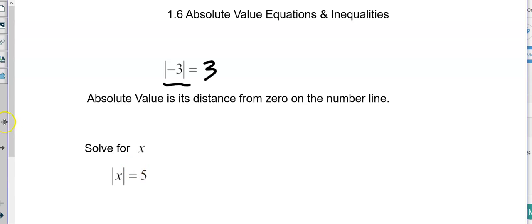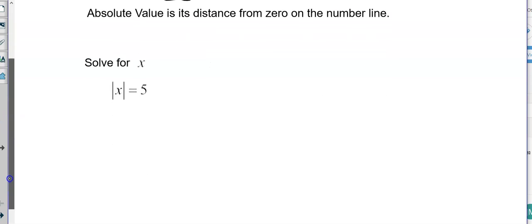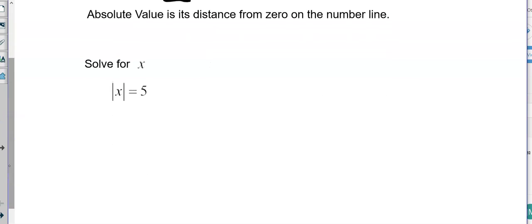So solve this one. In fact, I have a guess that you could probably solve this one. What value would make this equal to 5? So x could be 5. And you probably know x could also be -5. So oftentimes there's two answers.